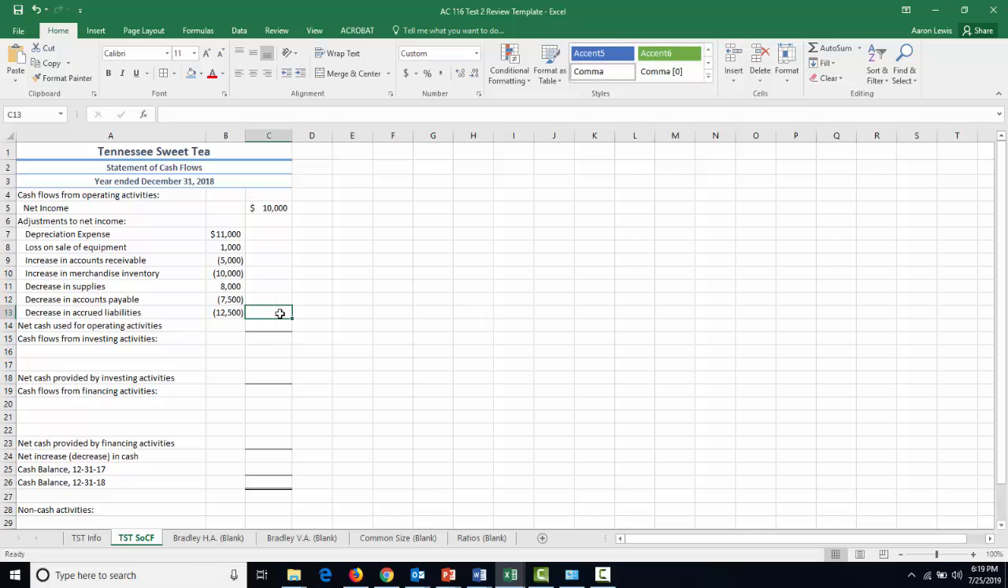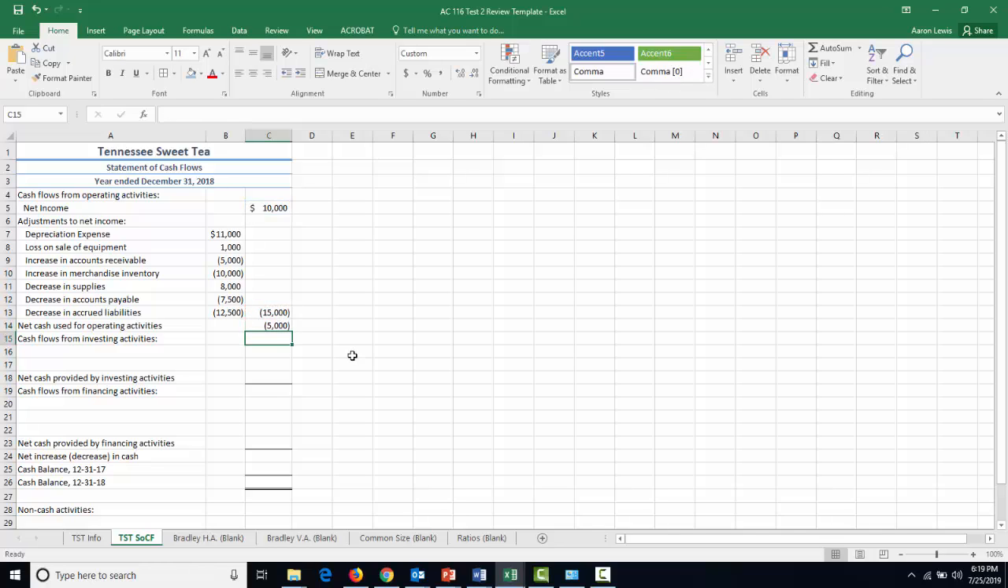Since this is the last of our current accounts, our last of our adjustments, if you will, what we're going to do over here is find the subtotal of it. So we type equals sum, open a parenthesis, select the whole entire range of cells B7 to B13 where all of our adjustments are, close the parenthesis, and hit enter. We come up with a total amount of adjustments of a decrease of $15,000. So our net cash from operating activities is equal to our net income plus our total amount of adjustments.